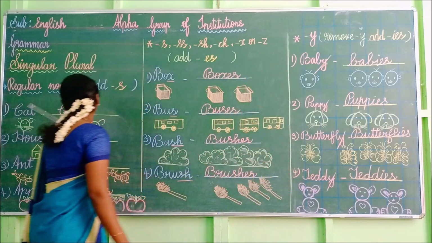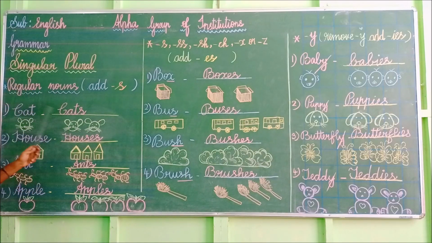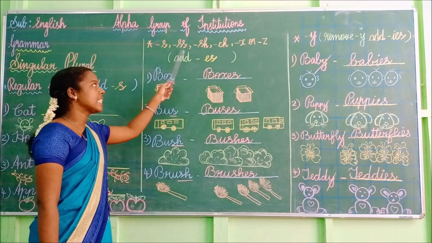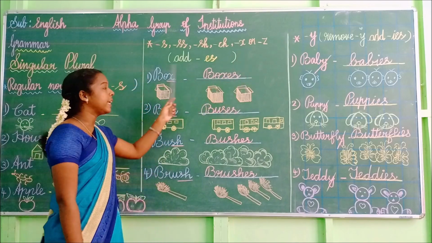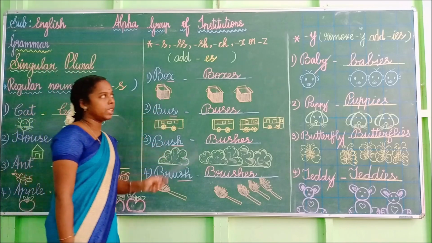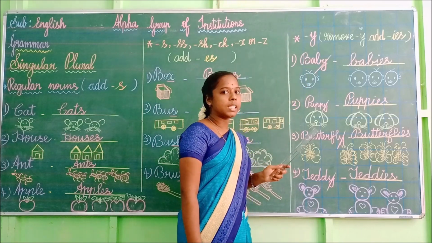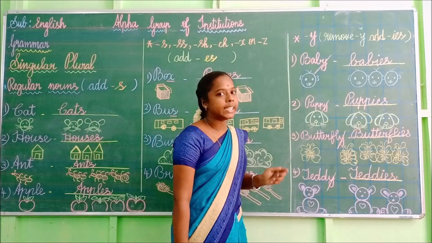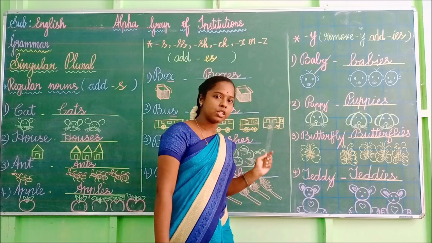The plural form of teddy is teddies. So, for the regular nouns, you just add S to the singular noun to make the singular noun into plural. If the ending letter is S, SS, SH, CH, X or Z, you have to simply add ES to the singular noun to make it plural. And if the singular noun ends with Y, what do you have to do first? You have to remove the Y and add IES to the singular noun to change the singular noun into plural. Have you understood, children?